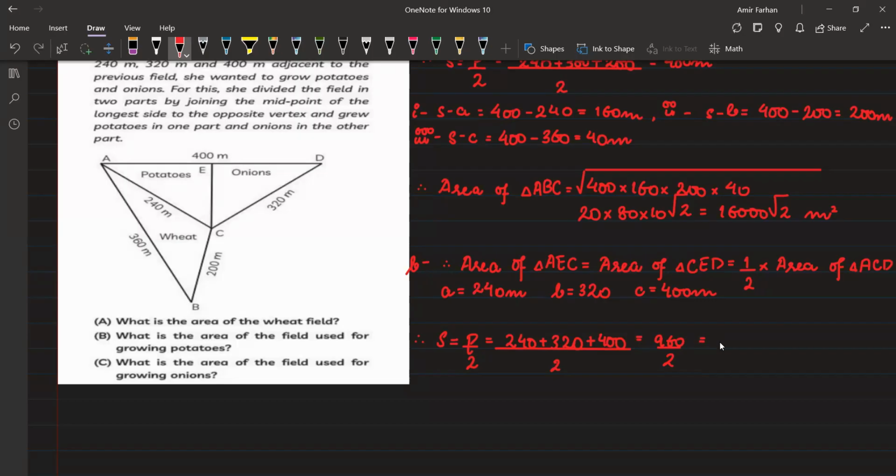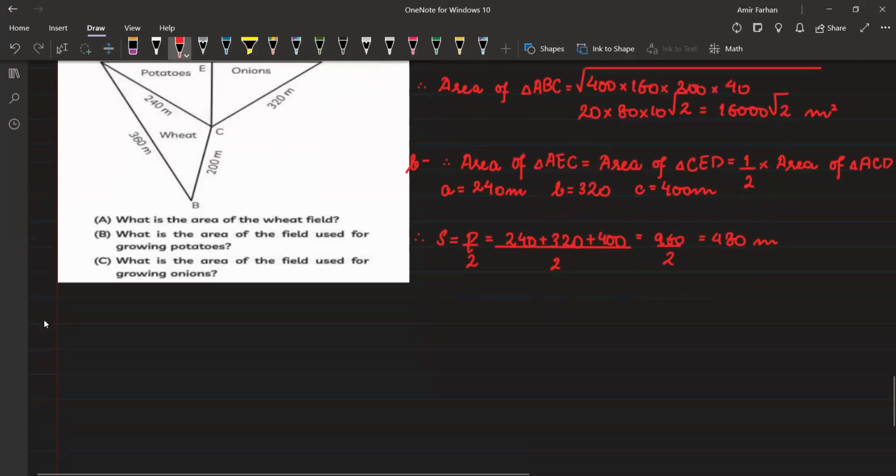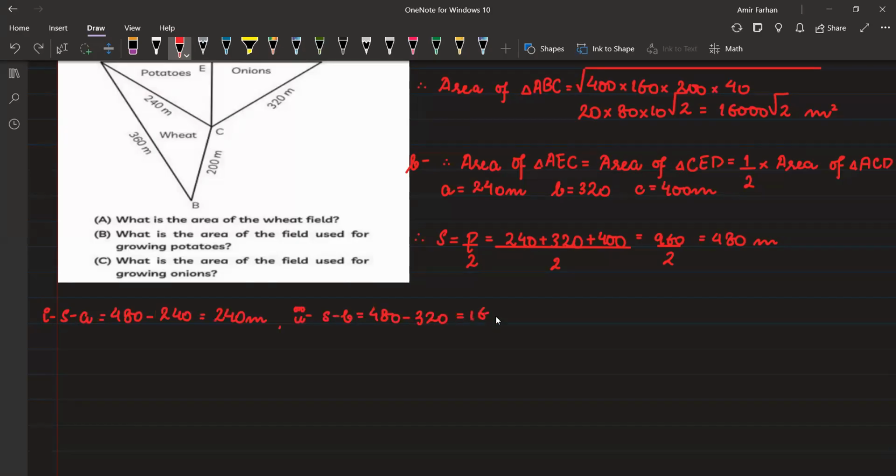तो ये हो गया आपका 480 मीटर, ठीक है। अब यहाँ से S माइनस A, S माइनस B कैलकुलेट करो आप। सो फर्स्ट पार्ट वुड बी 480 minus A is your 240 meter, 480 minus 320 कितना हो जाएगा ये 160 मीटर, ठीक है। थर्ड इज S minus C, that is 480 minus 400, that is 80 meter.